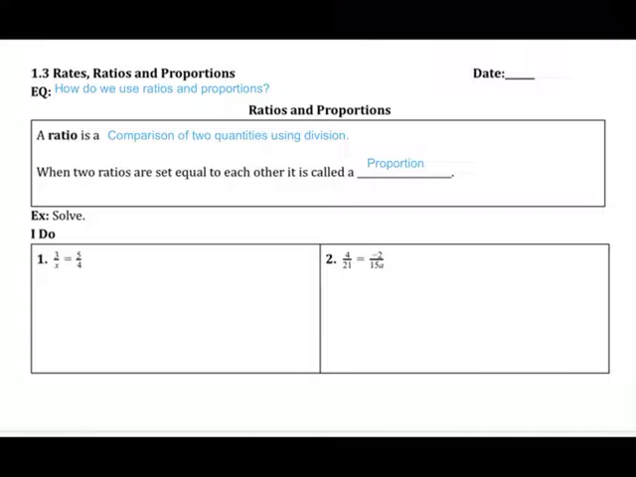1.3 is about rates, ratios, and proportions. And our essential question is, how do we use ratios and proportions? A ratio is just a comparison of any two things, or a comparison of two quantities using division.